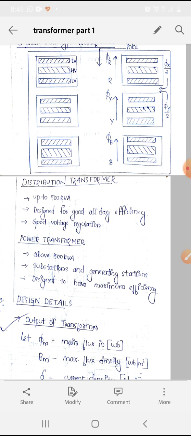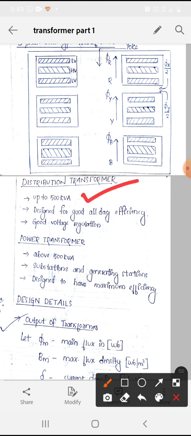What's the difference between distribution transformers and power transformers? Normally distribution transformer is just up to 500 kVA. Okay, and power transformer we can use above 500 kVA. Also distribution transformer is designed for good all day efficiency, and it has good voltage regulation, whereas in the case of power transformers, it is normally used in substations and generating stations, and also it is designed to have maximum efficiency.